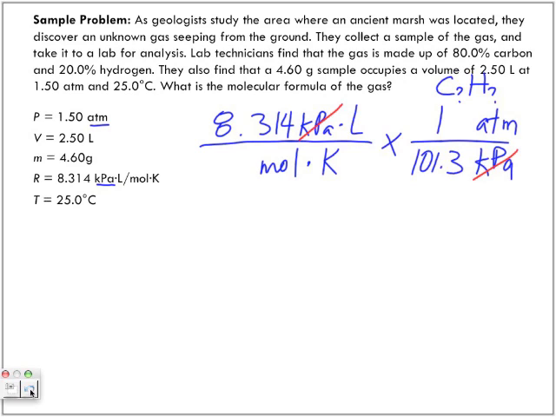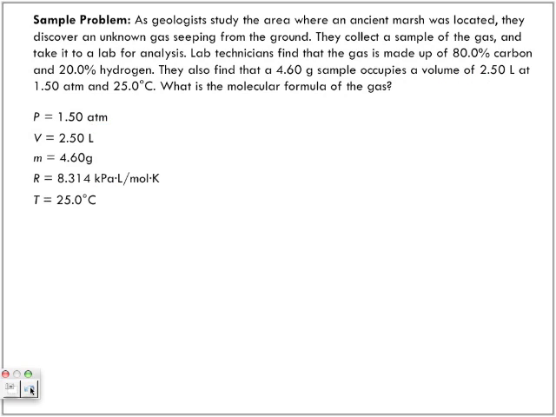Right? So in fact, it's 8.314 divided by 101.3. So when we divide those two together, let me clear that and put the actual new R value. The new R value is 0.08207 atmospheres liter per mole per Kelvin. Okay, so this is my new R value.